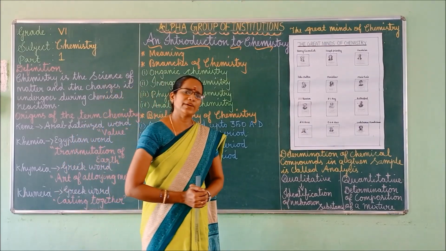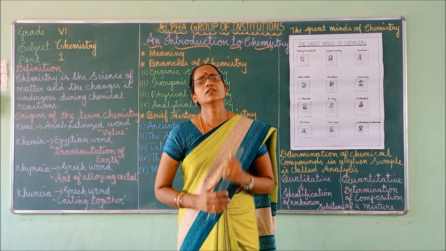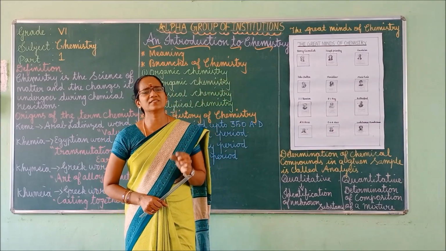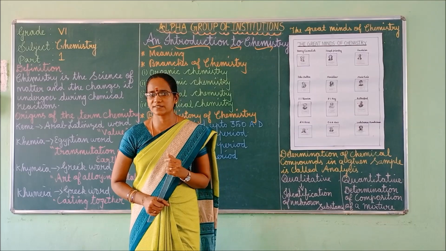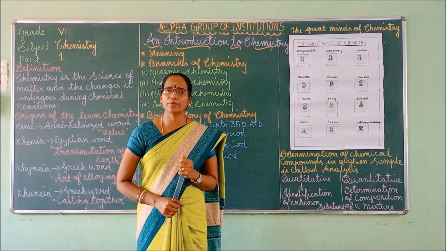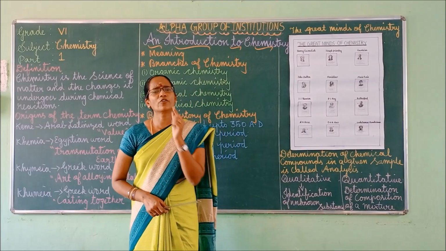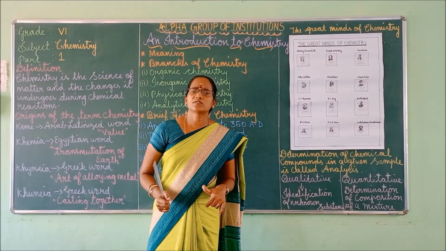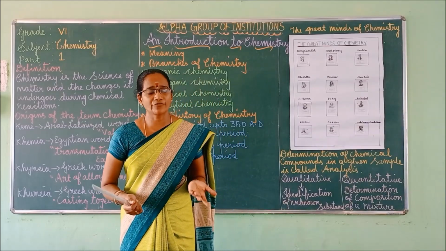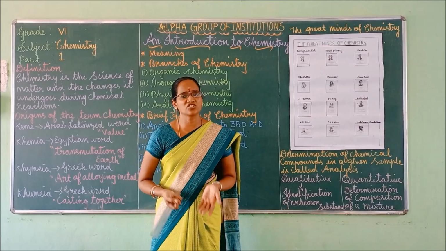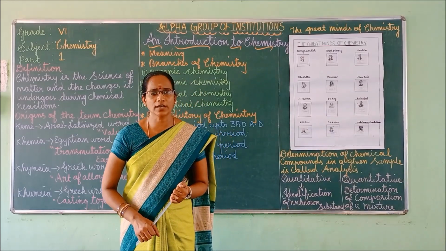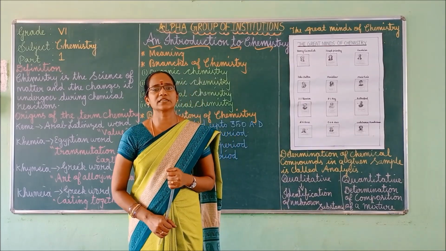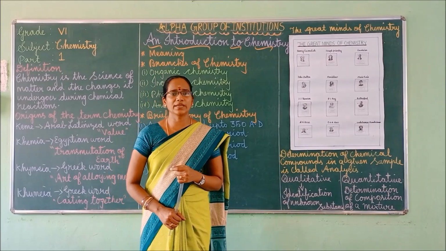Next one, about element. What do you mean by element? An element is a pure substance that cannot be decomposed by chemical methods into simpler substances. Here one thing you have to remember: an element is made up of only one kind of atoms. Even our body, 99% of our body, is made of elements like hydrogen, nitrogen, oxygen, carbon, etc. So an element is a pure substance that cannot be decomposed into simpler substances by chemical methods.